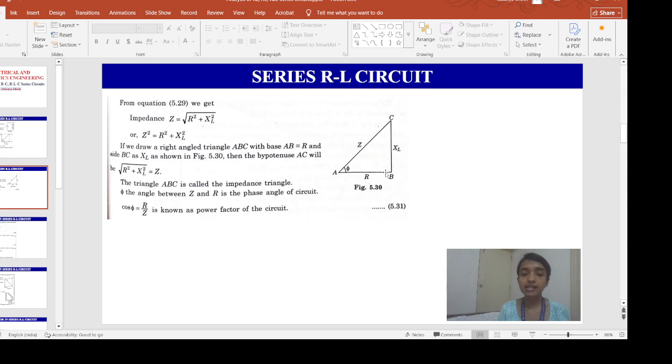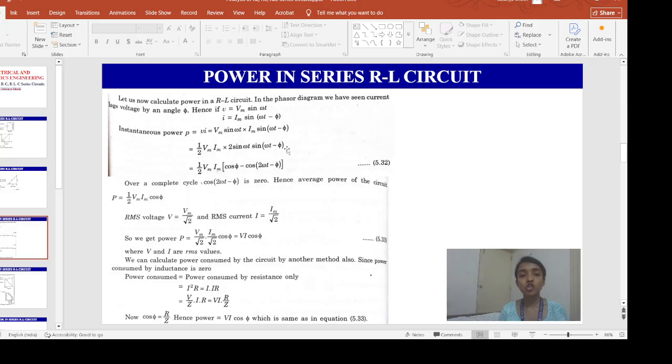Okay, and this angle is called the impedance triangle, and the angle between Z and R is the phase angle of the circuit, where cos phi is R by Z. This cos phi, R by Z, is known as the power factor of the circuit. So if I want to calculate the power in the series RL circuit, how will we calculate it?